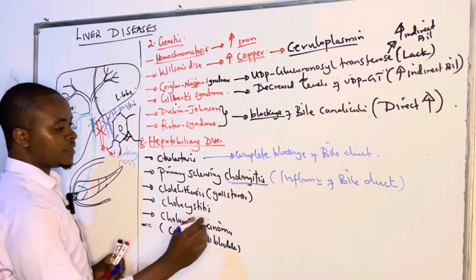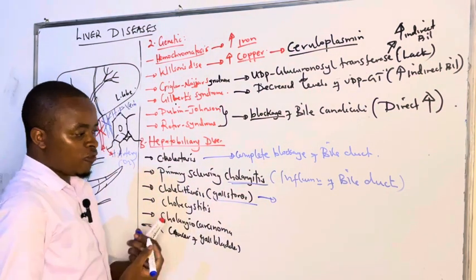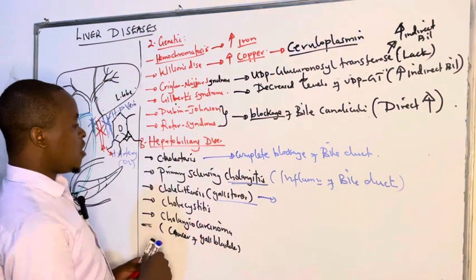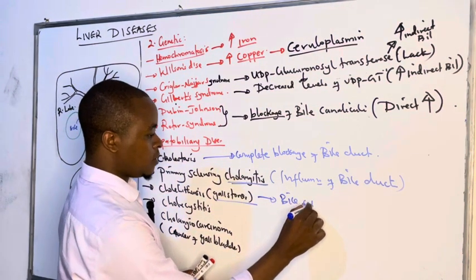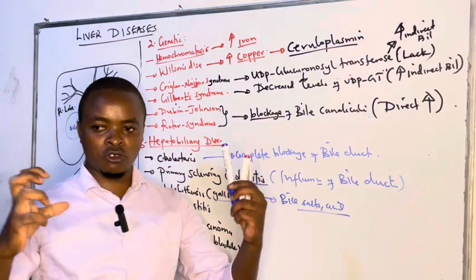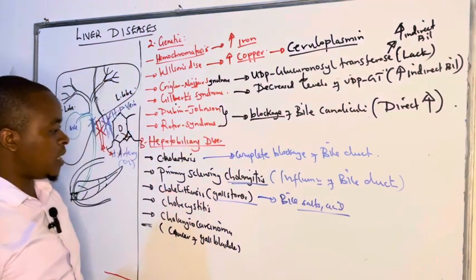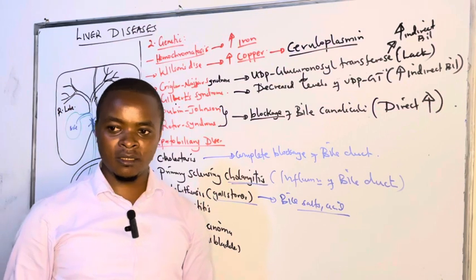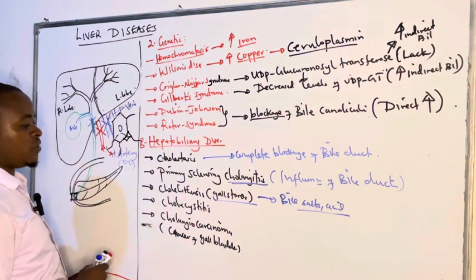Then cholelithiasis is what we call gallstones, the formation of stones within the gallbladder. We know that the gallbladder contains bile salts and bile acids. Sometimes these can conjugate together to form a hard particle, which we call a gallstone, and it is seen very well by MRI and ultrasound scan. So that's why we do lab tests together with radiology.